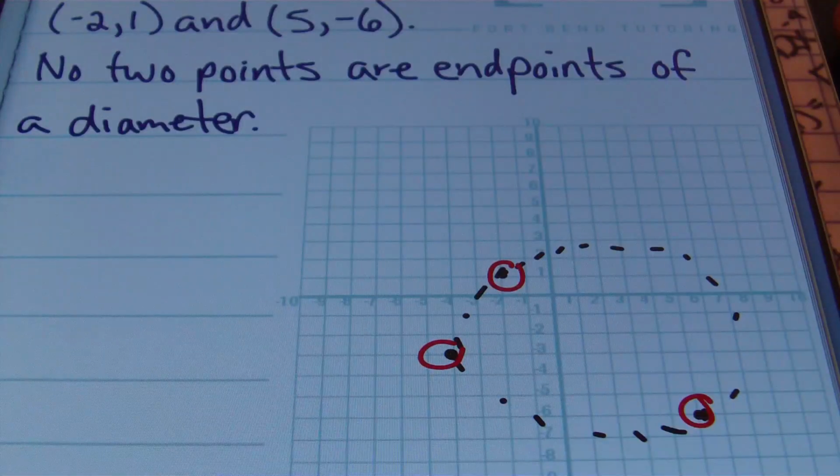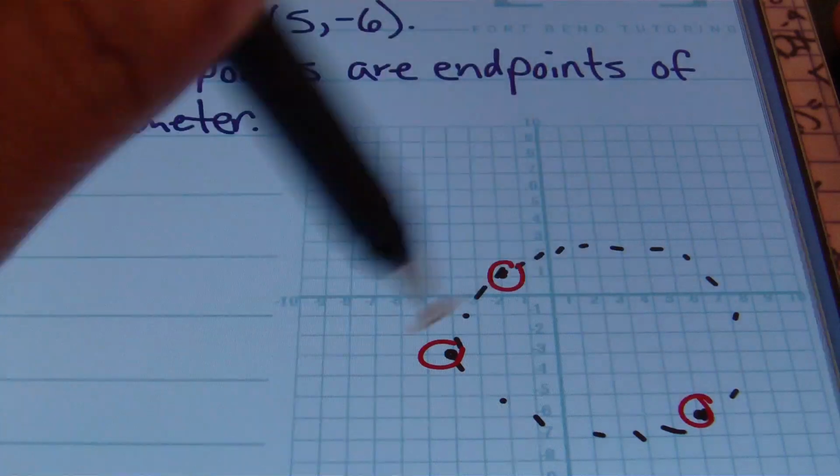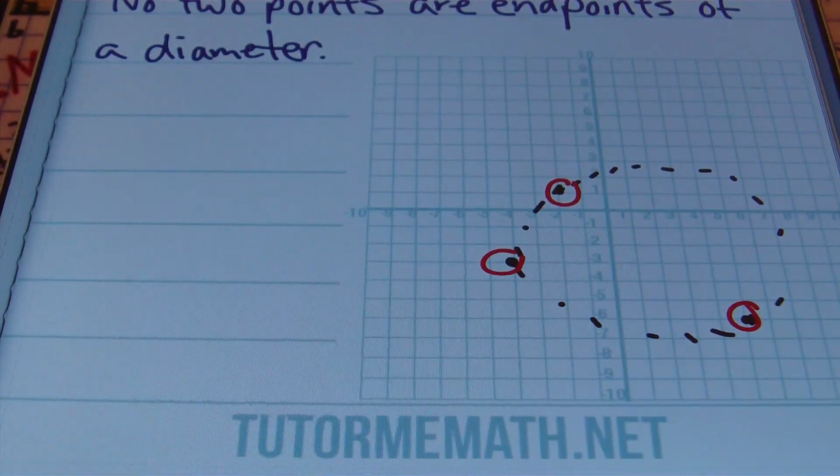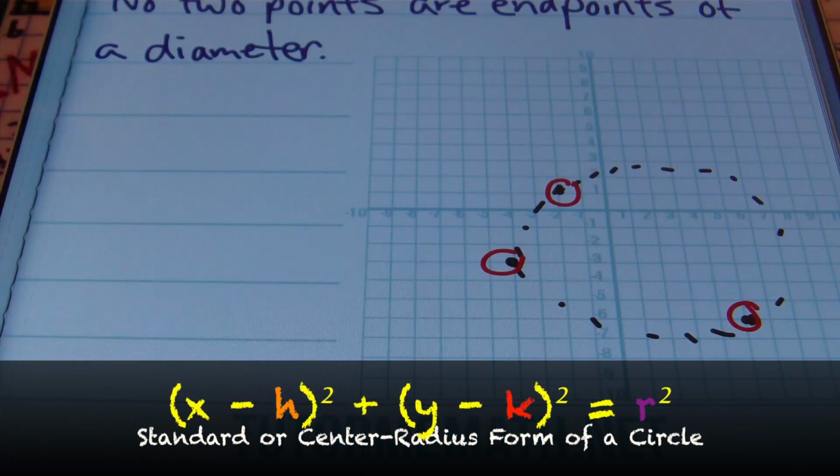All right, and what I'm told by the directions is that no 2 points given actually go through the center of the circle. All right, so we need a different way to go about solving this problem. One way of solving this is to set up a system of equations. So remember that we have our equation for the center-radius form, which is (x minus h) squared plus (y minus k) squared equals r squared, right?